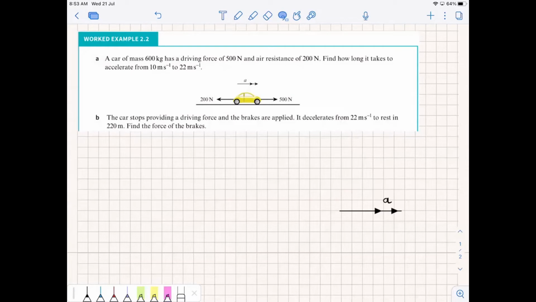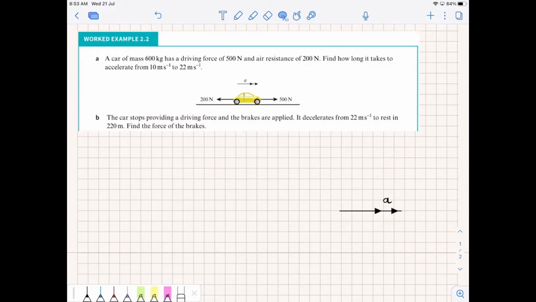Right, this is a two-part question. The first part of the question says a car of mass 600 kilograms has a driving force of 500 newtons and air resistance of 200 newtons. Okay? How long is it going to take to accelerate from 10 meters per second to 20 meters per second? Okay.